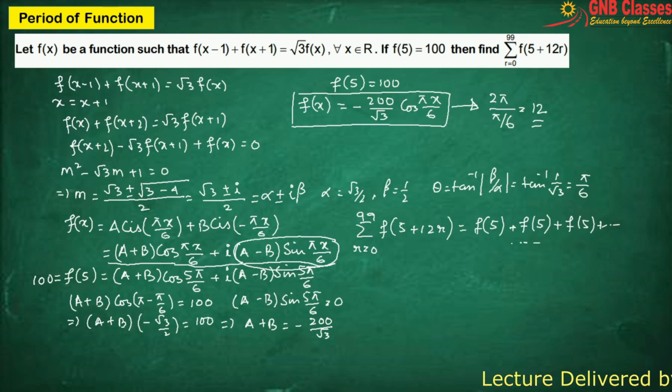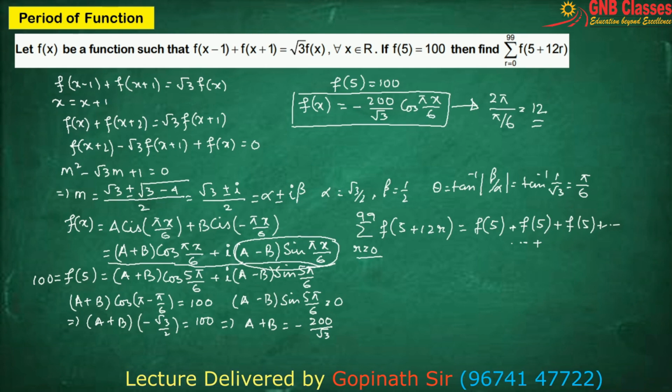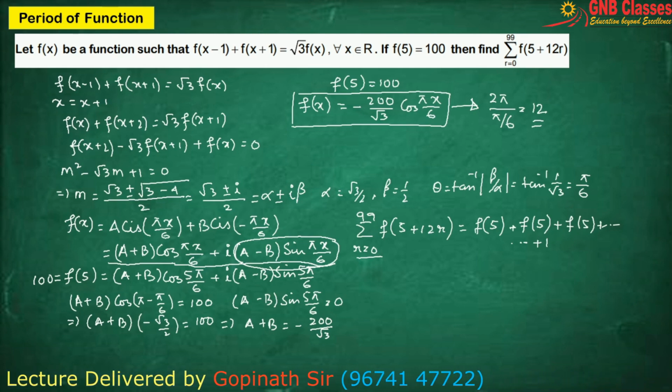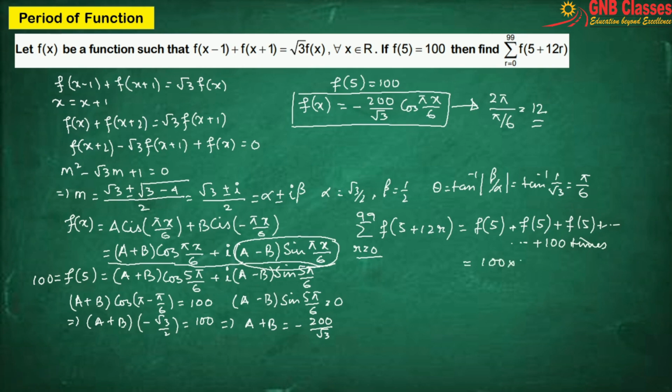So how many times will we write this? How many times will we write f(5)? Because here r starts from 0 to 99, so there are 100 such terms. Is it clear? So we are writing f(5) 100 times. So it will be 100 into f(5). Is it clear to all of you?